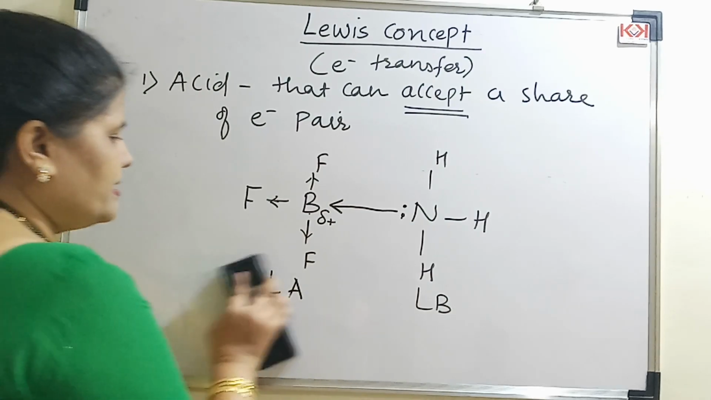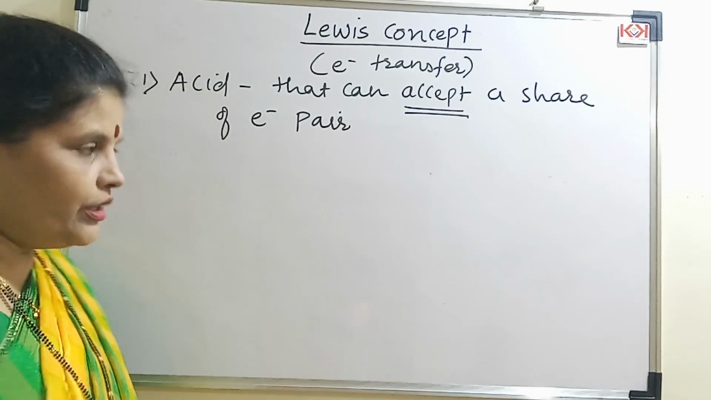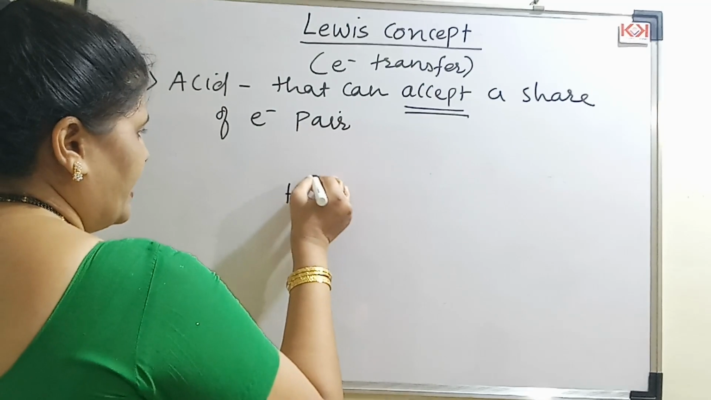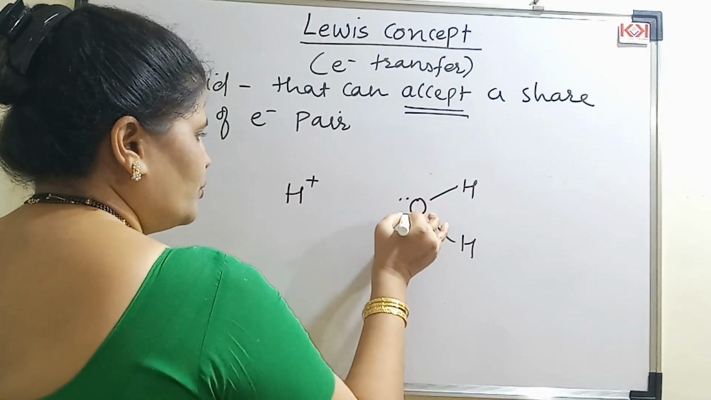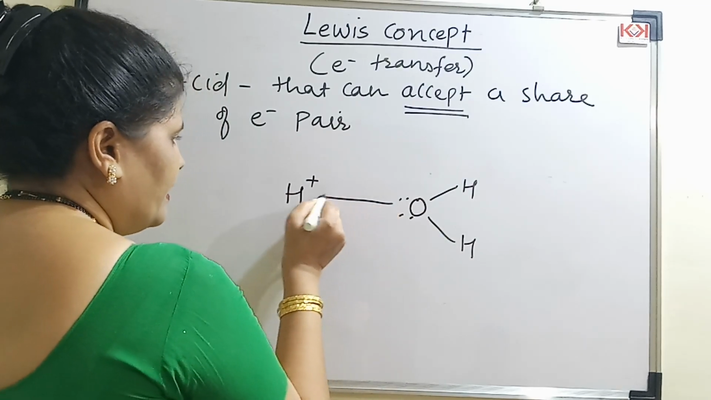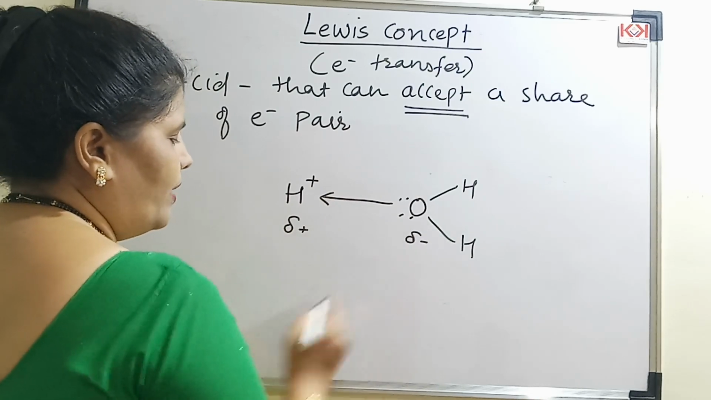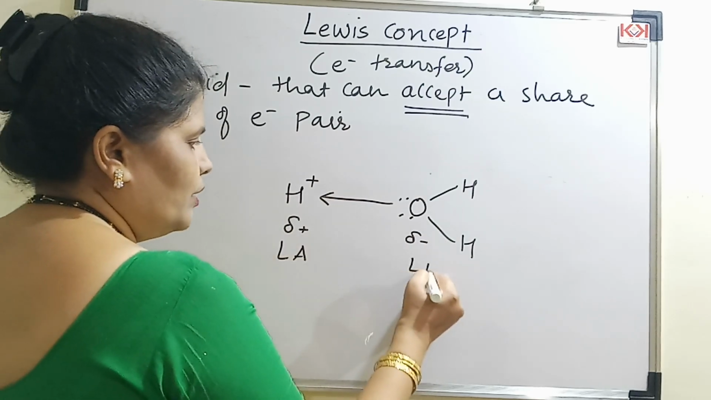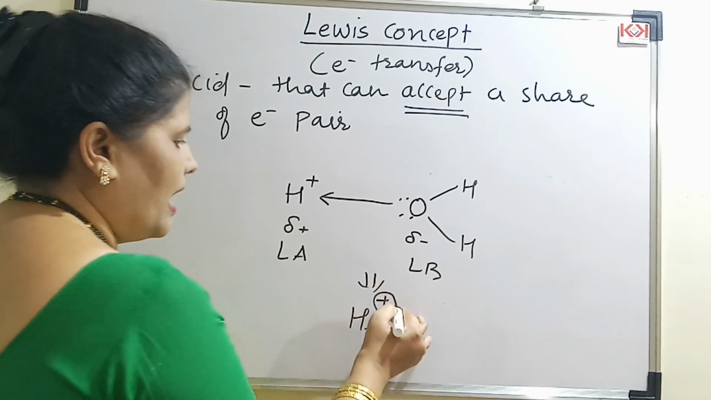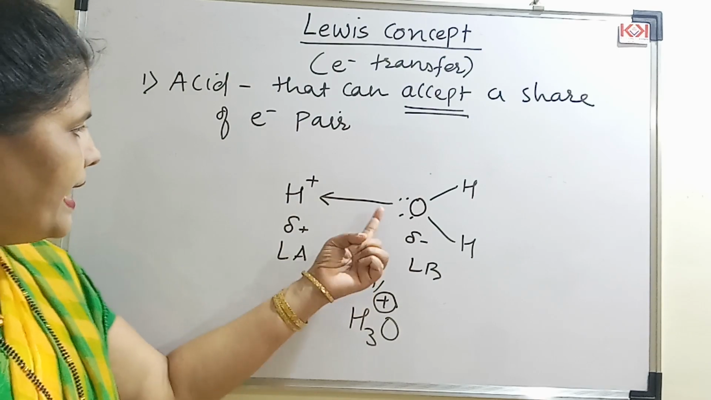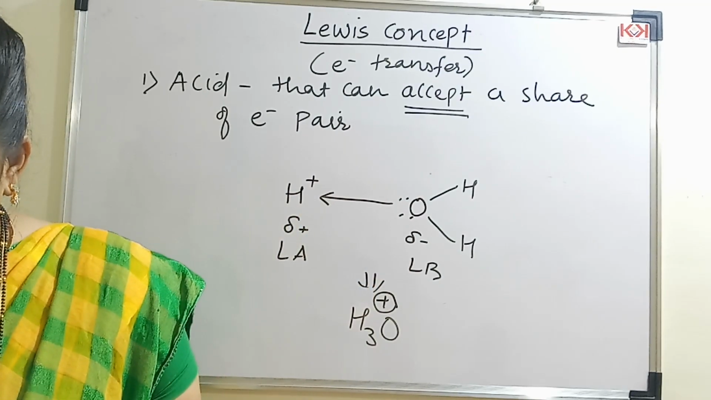Let us see the next example, that is hydrogen and water. As I said, hydrogen or a proton, H+, and if I consider water, the oxygen has two lone pairs. So the flow will be in this way. So this is delta positive, this is delta negative, this is the Lewis acid, this is the Lewis base, and what you get is the hydronium ion. This is how it is formed. So you have a dative or a coordinate bond. So this is the Lewis concept of acid and base.